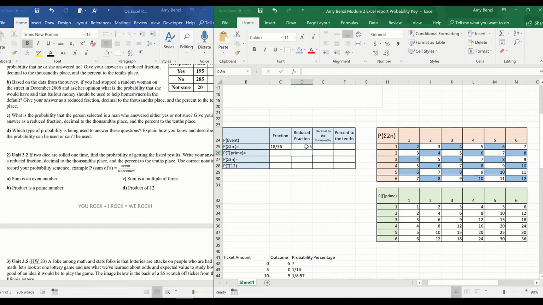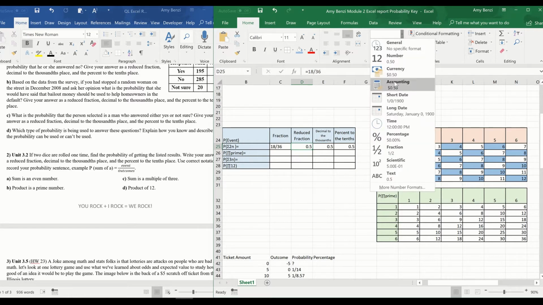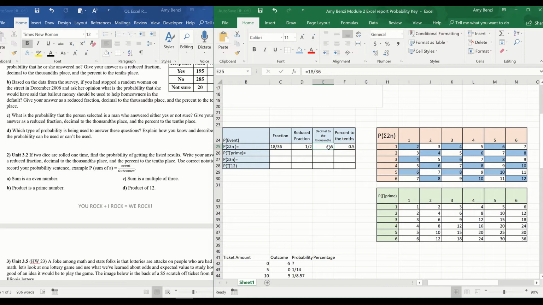All right, and I can do that again. Control C, Control V, Control V. All right, and you guys could do this before or after. You might do all of these for every single one of them and then come up here and select fraction, decimal to the nearest thousandth, and percent to the nearest tenths.